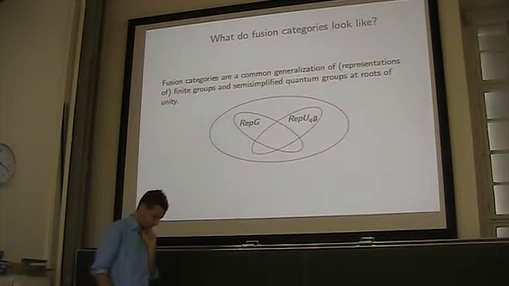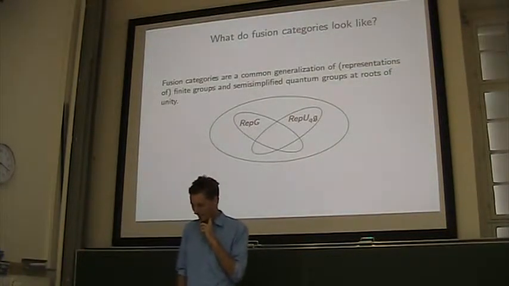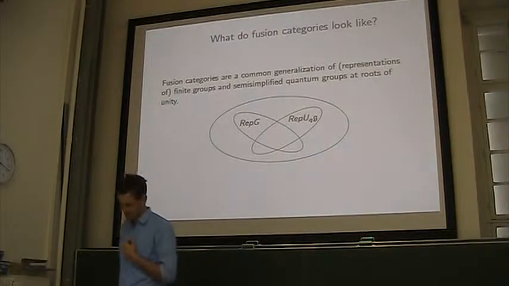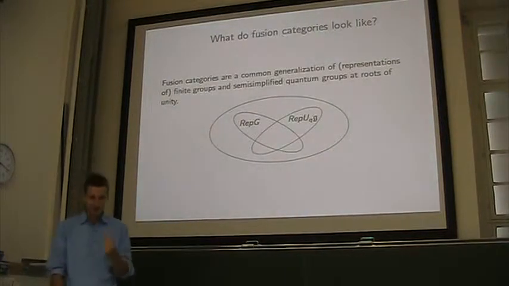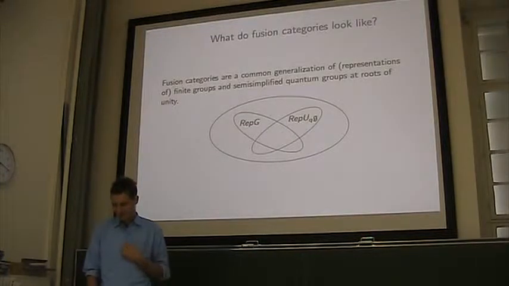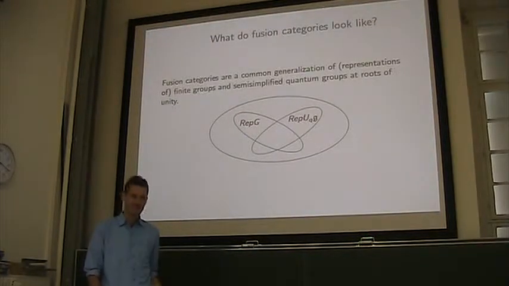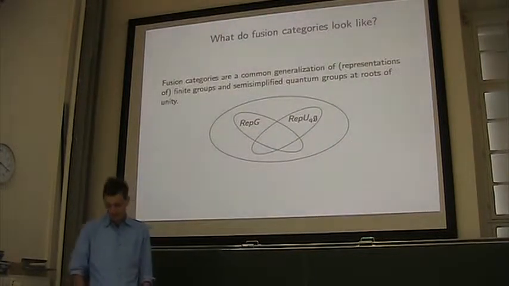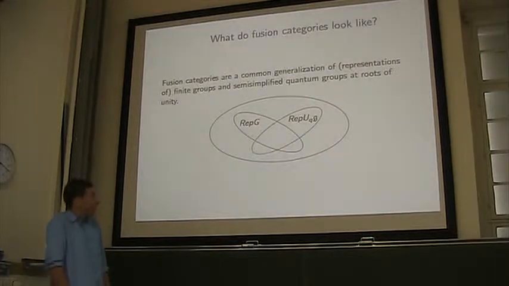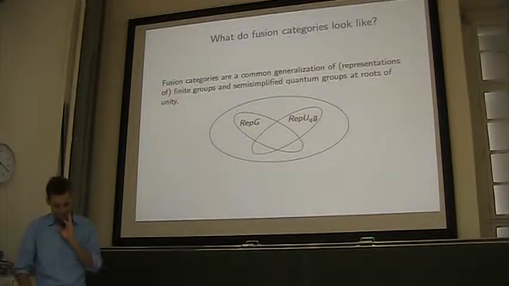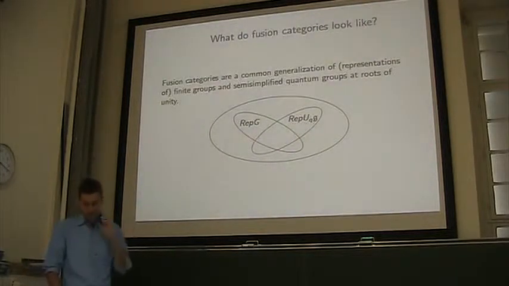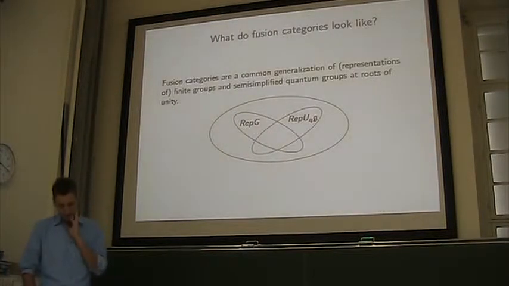So what do fusion categories look like? Well, as I think you've probably guessed by now, I'm not really going to answer what they look like in any reasonable sense. I'm not going to tell you the structure theory of fusion categories or how you build them out of simple building blocks. We're just going to look at examples. But to begin with, the obvious examples of fusion categories are the representations of any finite group, or the semi-simplified representation theory of a U_q(g) at a root of unity.